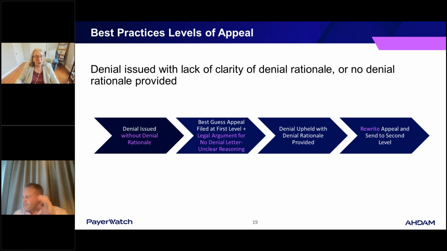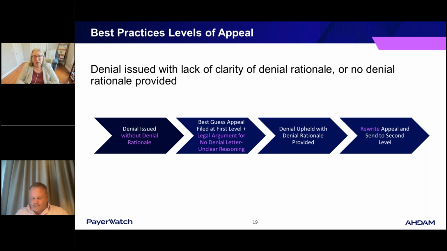So you get a denial issued without denial rationale, or it's not clear. Is it coding? Is it clinical validation? Why are you objecting to a particular diagnosis? What's your beef with that diagnosis? So at first level, you're going to write a best guess appeal based on your knowledge of what the payers are typically going after when they deny a claim that has sepsis on it. It's probably clinical validation. So you're going to do a best guess appeal, but you can also include a legal argument, and I'm going to show you that on the next slide.